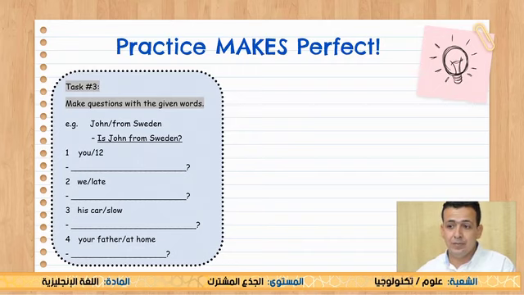John from Sweden, if we want to make it a question. John is a boy, only one, so he. So it becomes, is John from Sweden? This is a question. What about you, 12? This is age. We late. His car slow. Your father at home. So take some time, of course, and try to do these four sentences. Make questions, please.